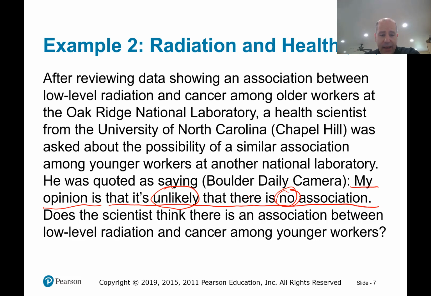So if he's saying that it's unlikely that there is no association, then what he's also saying is that there likely is an association. Okay? These are two negatives. So what he's saying is that in his opinion, there likely is an association. Or simply, you could just say that he believes that there is an association. So there's the double negative, right?